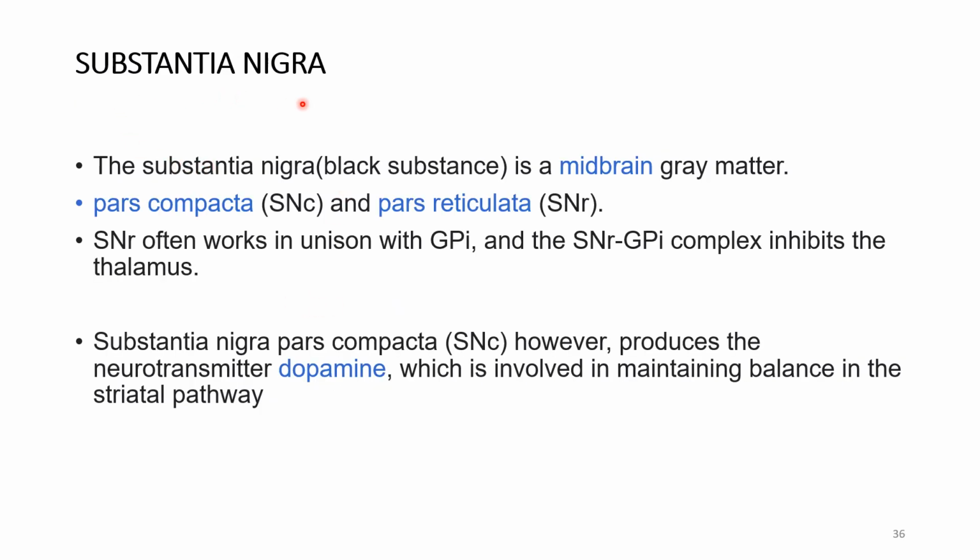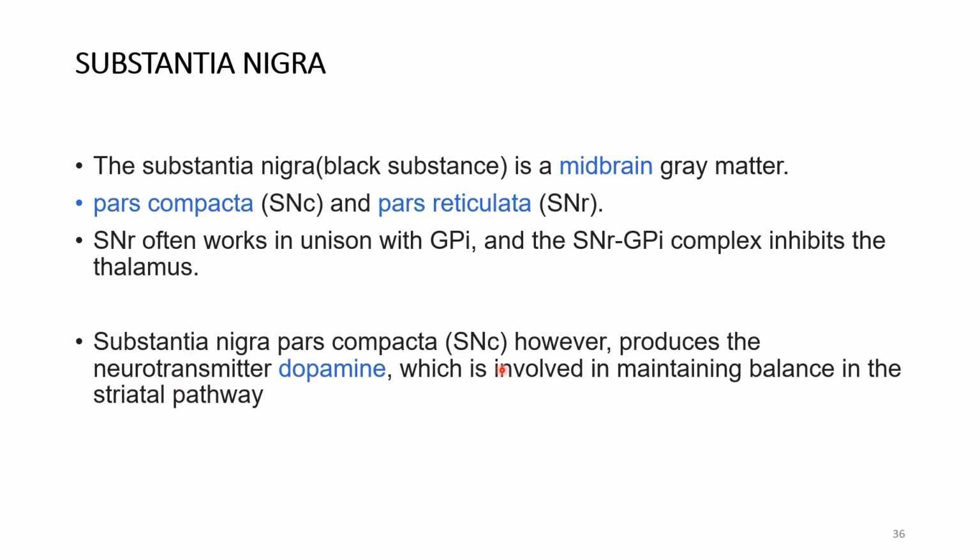Coming to the substantia nigra. Substantia nigra means black substance. It is present in the midbrain and it is grey matter. It has two divisions, substantia nigra pars compacta and substantia nigra pars reticularis. Substantia nigra pars reticularis works in unison with the globus pallidus internus, and the substantia nigra pars reticularis and globus pallidus internus complex inhibits the thalamus.